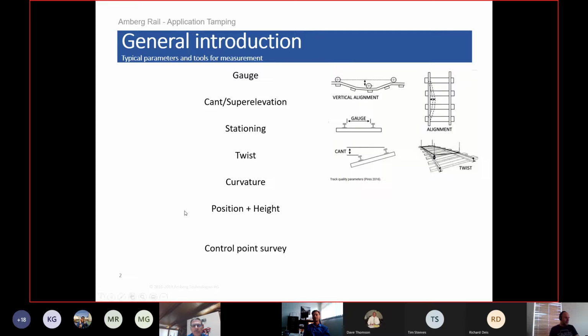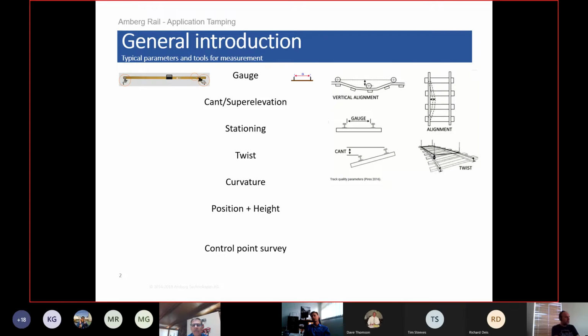Then we've got position and height, and that's going to be your horizontal alignment and your vertical alignment. So you can see here, here and here, any deviations from your horizontal and vertical alignment, and all of these have implications on the durability of your rail. If you look at the statistics, geometry is one of the highest reasons as to why derailments happen.